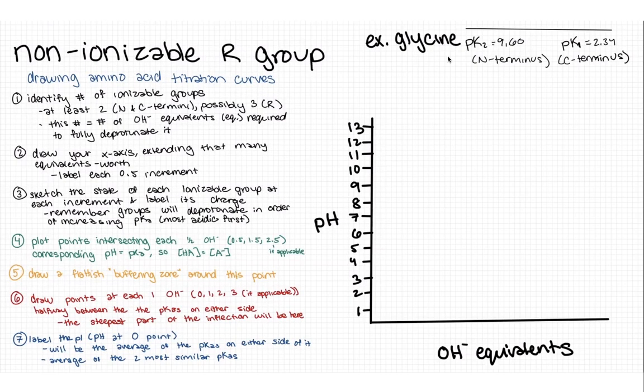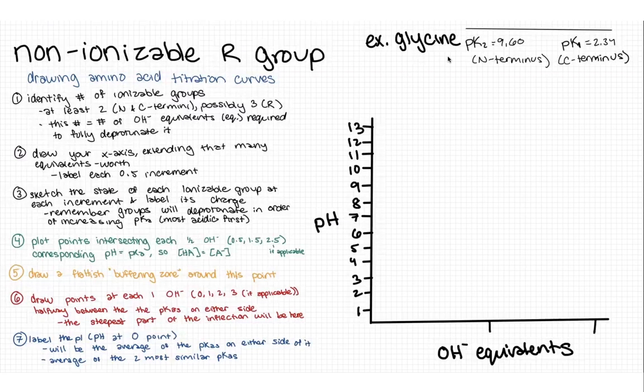So remember, this is going to be one of our non-ionizable side groups. So we're going to have those two pKas to consider. And if we have two ionizable groups, what is this going to mean in terms of how many OH minus equivalents we need? Because remember, this is going to be our step one. Right, so we're going to need two hydroxide equivalents in order to deprotonate both of those groups of glycine. So we can go ahead and sketch out our x-axis, so that it's going to extend to include 2 NaOH.